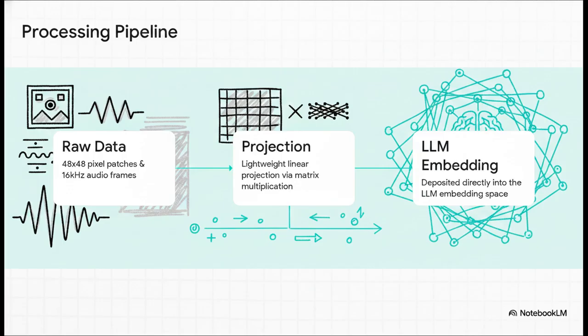Step 2, and this is the cool part, instead of running those through deep, complex neural network encoders, it uses a lightweight linear projection. We're literally talking about a single matrix multiplication here. Then, step 3, that projected data is dropped directly into the LLM's embedding space. The raw visual and auditory data goes straight into the brain, interleaved right alongside your text prompts without missing a beat.